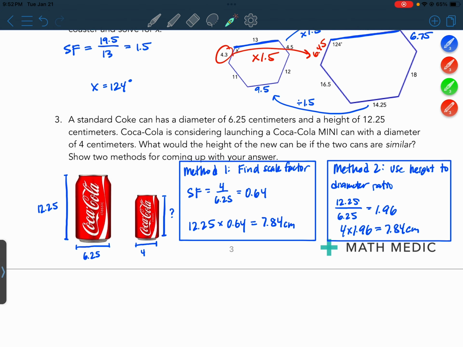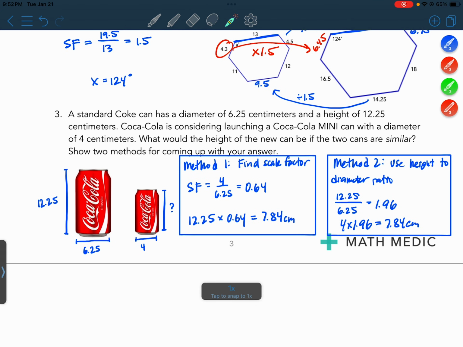Here's one way of doing it. Find the scale factor. You'd have to use the corresponding measurements. The only pair of corresponding measurements we have is the diameter. Now I want to go from big to small, so I'm thinking of this as my new figure and this as the original. So I'm doing new divided by original, or 0.64.